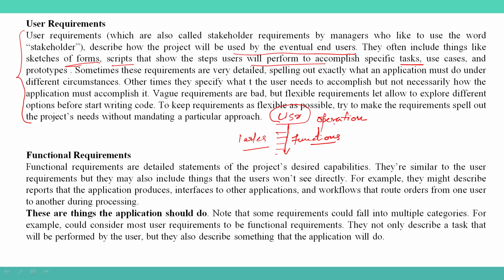In this operation, what are the different functions or tasks he is going to execute? So he will say he has this type of forms. These are the different types of inputs that come in. He has to get a report like this. Like that, he will have a set of requirements. So that kind of requirements are called the user requirements. Sometimes they are also called functional requirements.